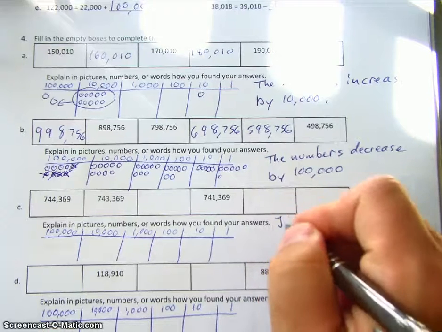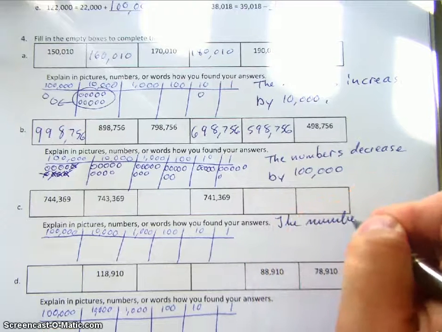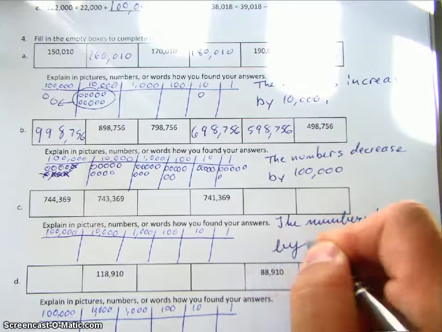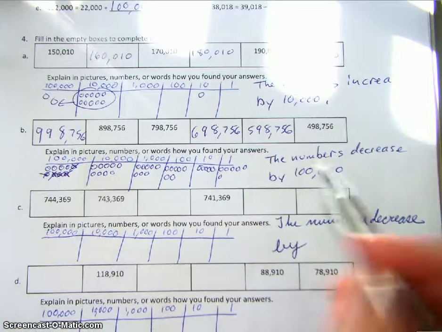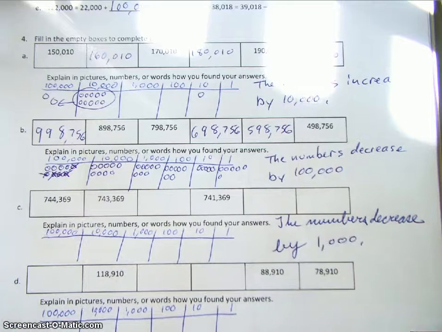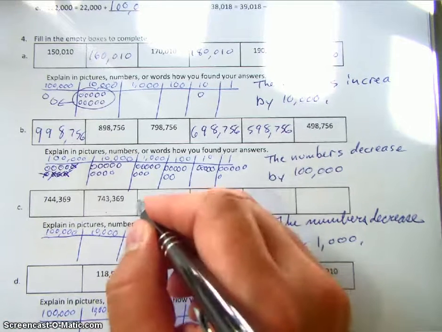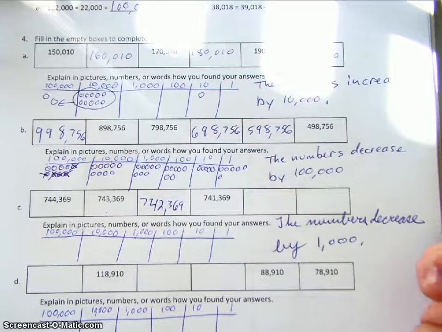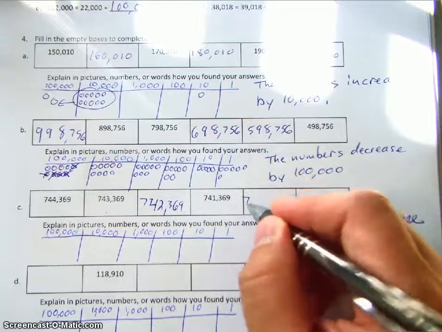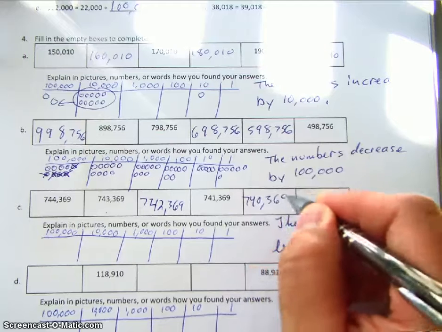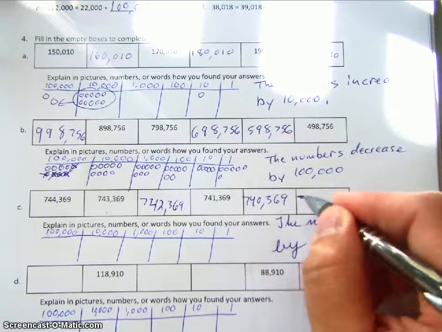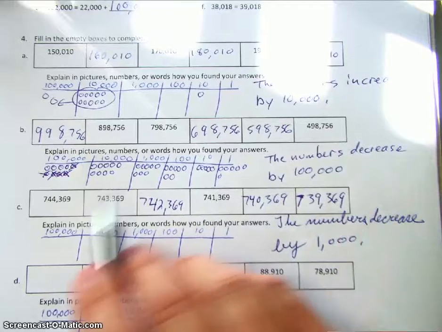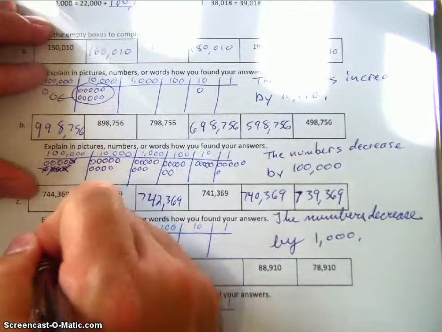Okay, so in this case, the numbers decrease by, and we can see that the place that's changing is the thousands place. Okay, so our next number here will be 742,369. Then we have 741, 740,000s. Okay, and then we need to unbundle to get 739,369. Okay, so now this time we're going to fill in our place value chart for their starting number.